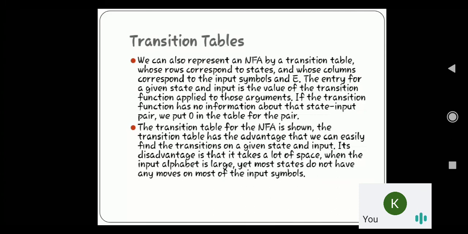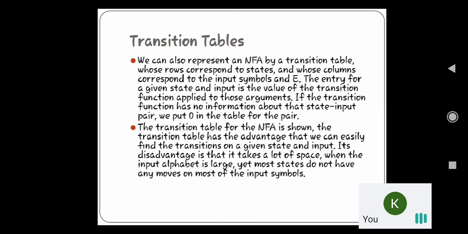So you will have the entry for the given state and input, and then you will have the value of the transition function applied to those arguments. Suppose you don't have any transitions, we are going to represent it with 0, or else you put a hyphen, or else you could represent it with the belongs-to symbol. Okay, so this is about your transition table, and we have some advantages in the transition table.